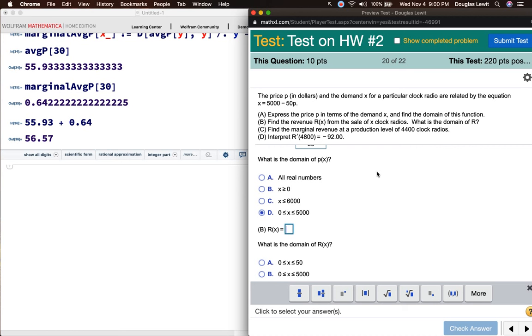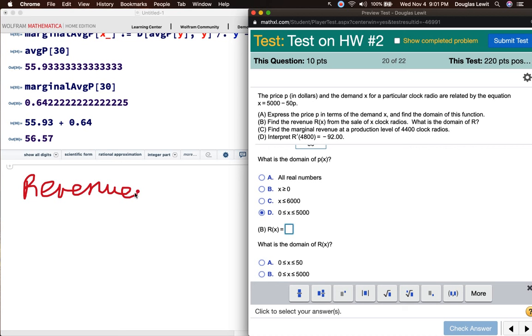So hold on one second. Let me use my pen. So the revenue function, I have the price P in dollars, and I have the demand X for a particular clock radio, and they are related by the equation demand is equal to 5,000 minus 50 times the price.